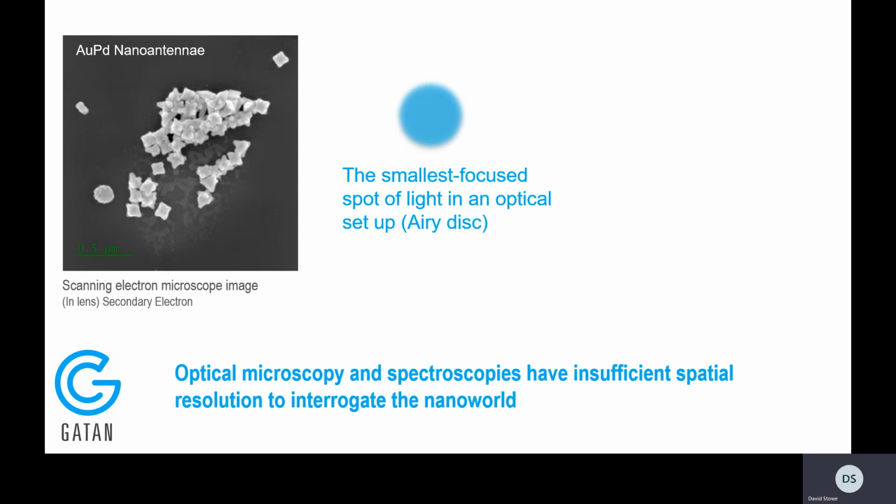However, many important optical technologies, such as nanophotonic devices or semiconductor nanostructures, rely on particles or have features which are much smaller than the diffraction limit of light. The examples shown here are nanoantennae. They're formed of gold, palladium nanostars, and they're less than 100 nanometers in size. Consequently, optical microscopies and spectroscopies have insufficient spatial resolution to interrogate these nano-world objects.